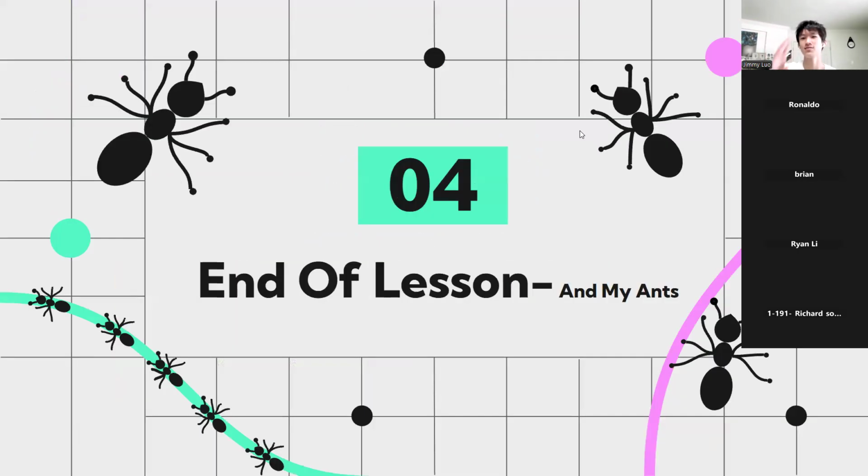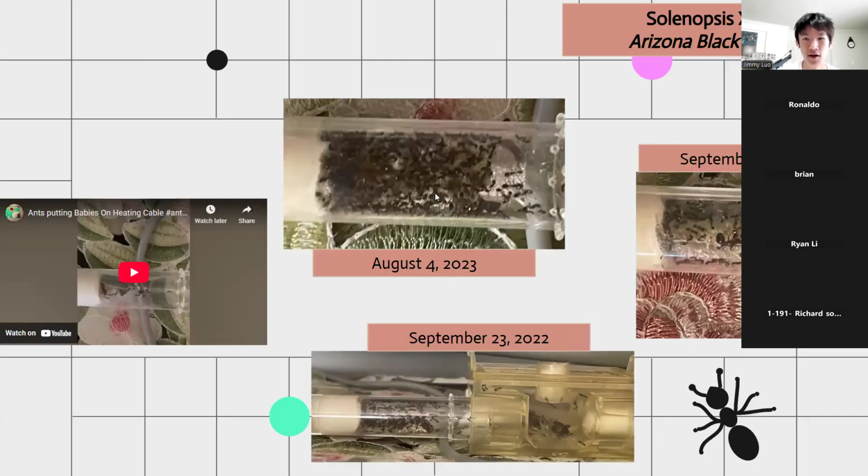Okay, so now welcome to the end of the lesson. So usually at the end of the lesson we'll review what we learned, but right now we'll actually talk about my ants. So you guys can also ask some questions about my ants too, but here's an ant colony that I had 2 years ago, and this one actually died about a year ago, but these are the pictures I have of them from when they were alive.